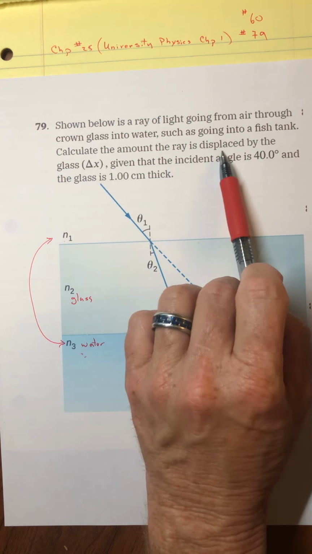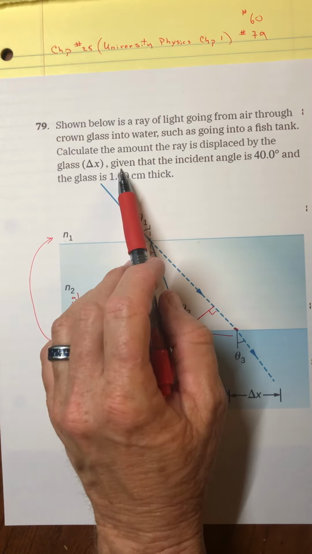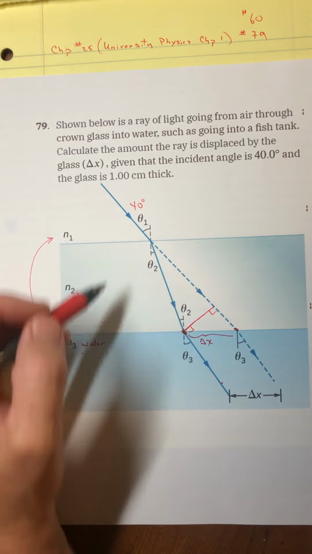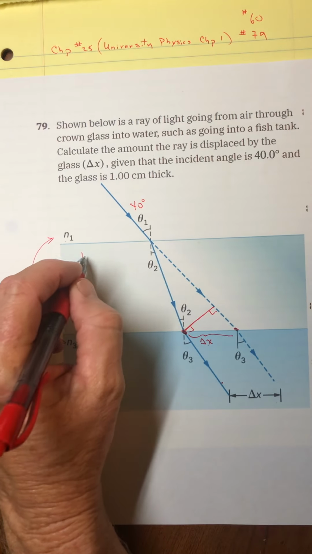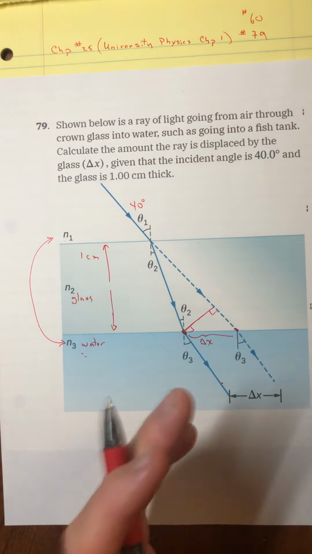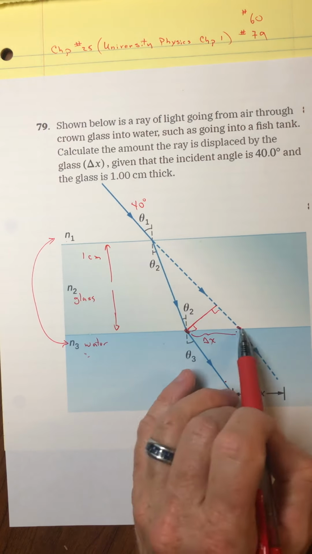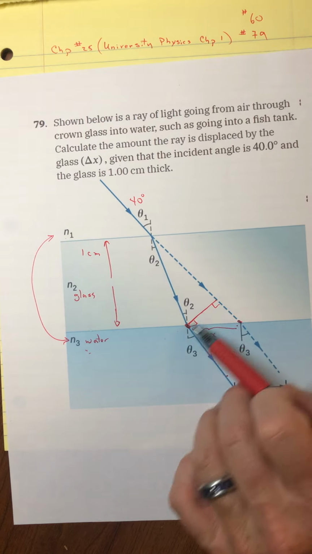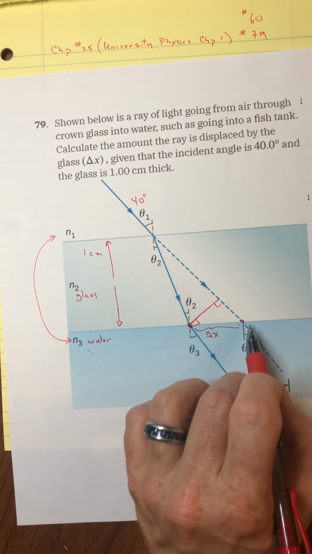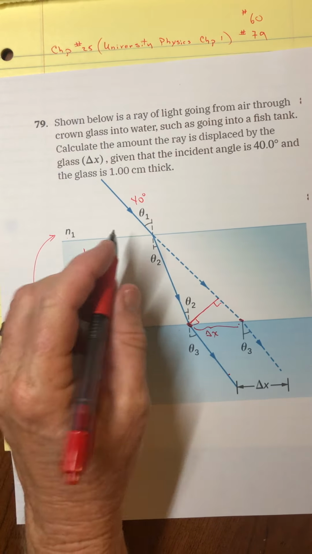Calculate the amount the ray is displaced by the glass, so the delta x. Given that the incident angle, so up here, is 40 degrees and the glass is 1 centimeter thick. In fact, that 1 centimeter thickness is the same thickness as we had in the other problem here. But we are asking for, like I said, a different dimension here because we did this far apart. So without going back and redoing number 60, they show very clearly what the delta x is. So I'll keep that in mind.